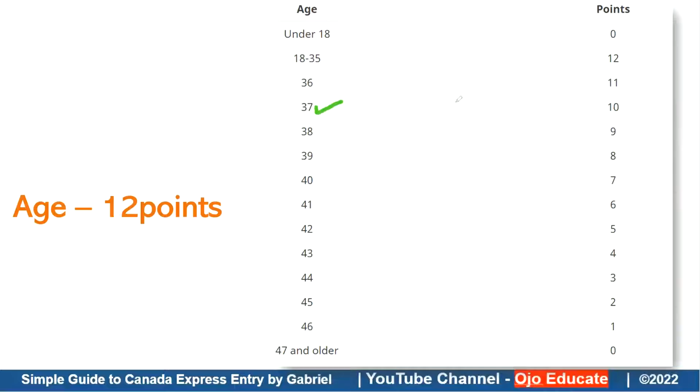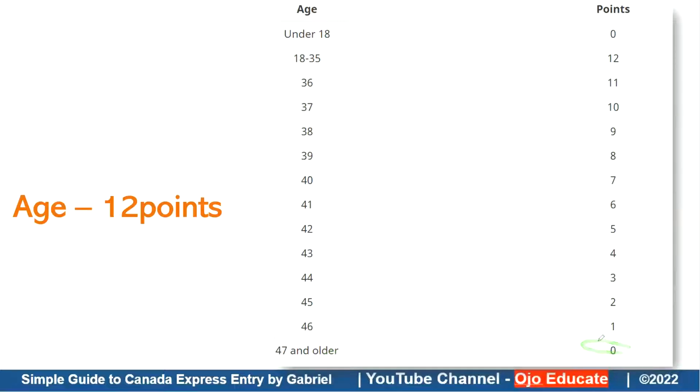If you are 37, it's 10 points. And that's why, for anyone that is above 35, I usually advise those folks to start considering provincial nomination. I'm going to do a video also on how to get a provincial nomination from different provinces in Canada. And if you are 47 or older, it is 0 points.